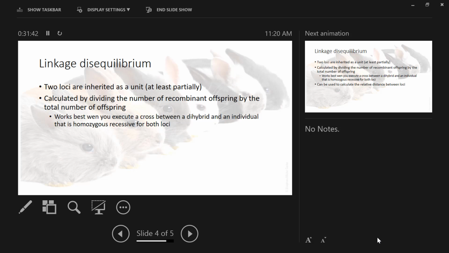So here's a female, and she is going to be a dihybrid individual. She is heterozygous at two loci that we suspect might be linked, that is, that they're too close together to assort independently. And we're going to cross her with an individual that is homozygous recessive.